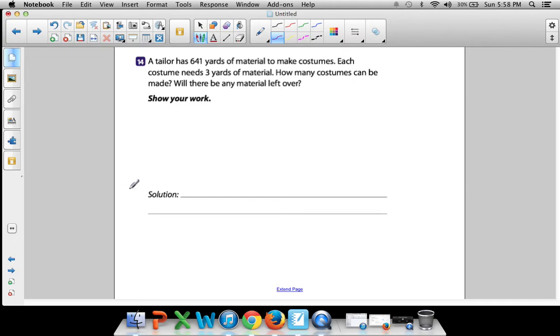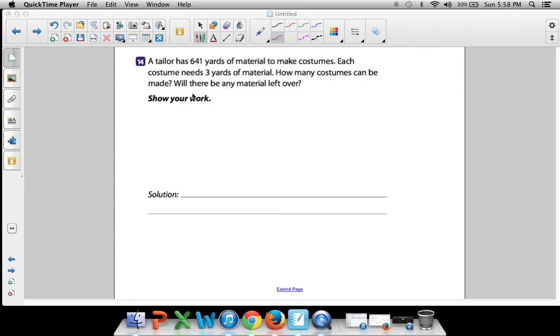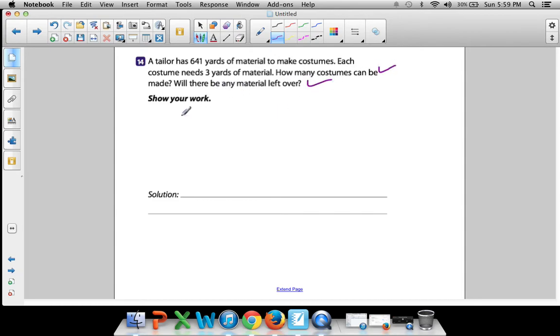First problem on 112. Sorry about that. All right. A tailor has 641 yards of material to make costumes. Each costume needs 3 yards of material. How many costumes can be made? Will there be material left over? Okay. This is asking what's the answer. This is asking what's the remainder. We can do that.